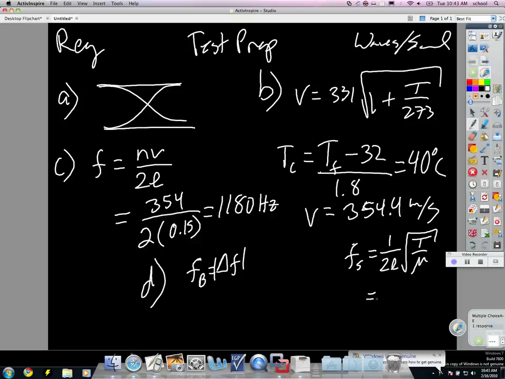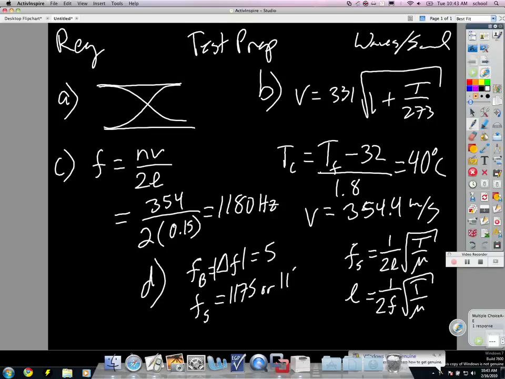Oh, you don't know this. Just kidding. L is equal to 1 over 2F times the square root of T over mu. And then if this thing is vibrating at this frequency, then that means the beat frequency, if this is equal to 5, that means the frequency of the string is either 1175 or 1185. Yes?